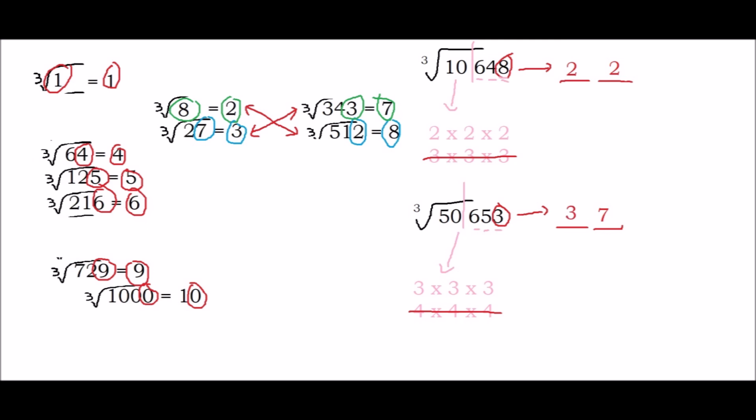Therefore, the answer to the cube root of 10,648 is 22, and the cube root of 50,653 is 37. And that's it. Easy, right?